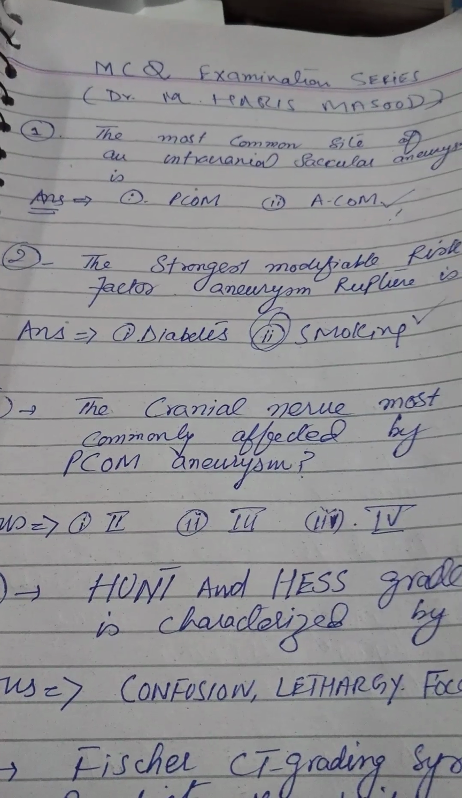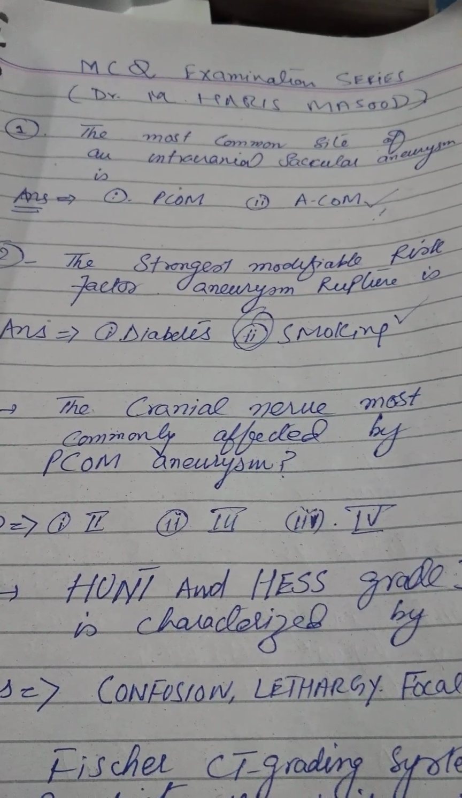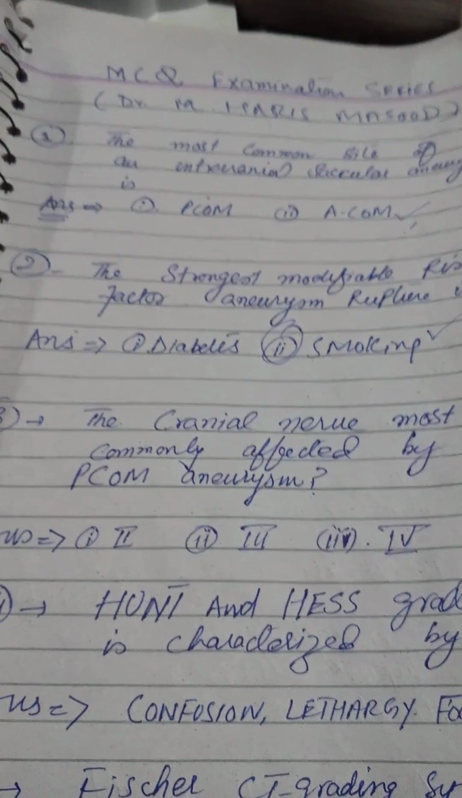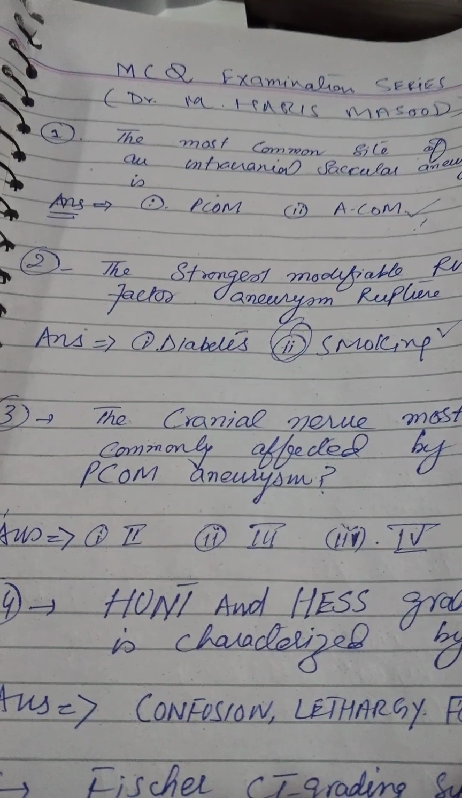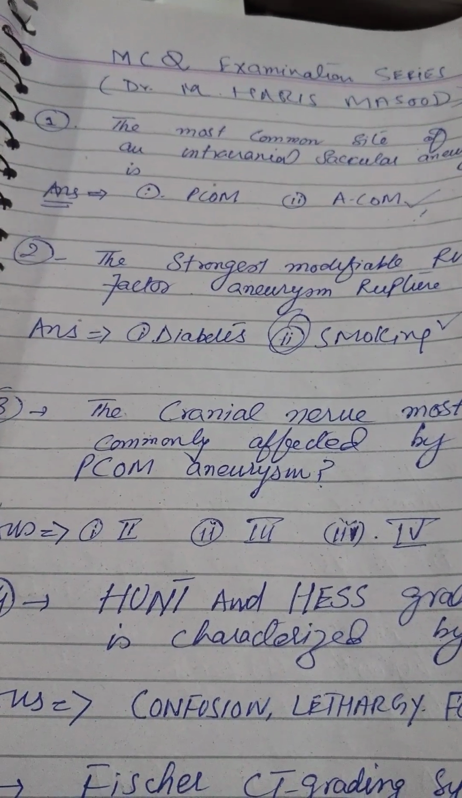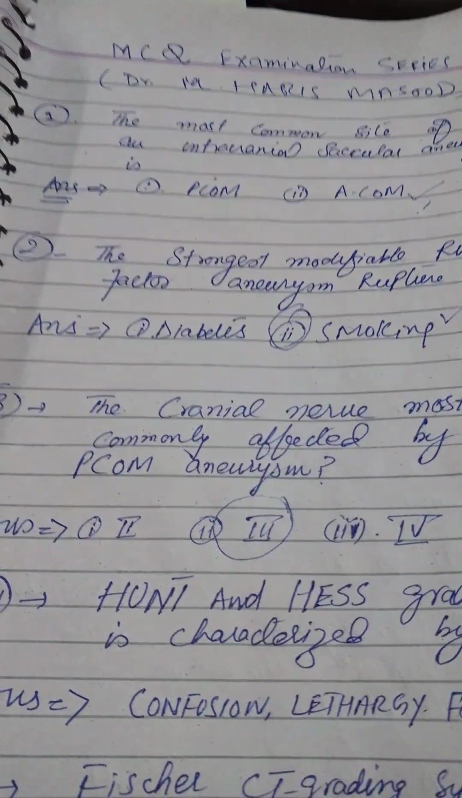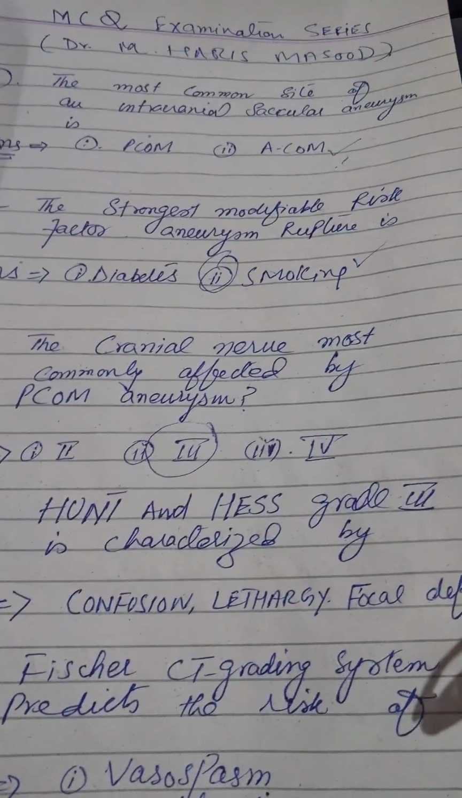Our third question is: which cranial nerve is most commonly affected by PCOM aneurysms? Whenever a PCOM aneurysm is asked and a cranial nerve is asked, then you have to put the oculomotor nerve. So this is the right answer.